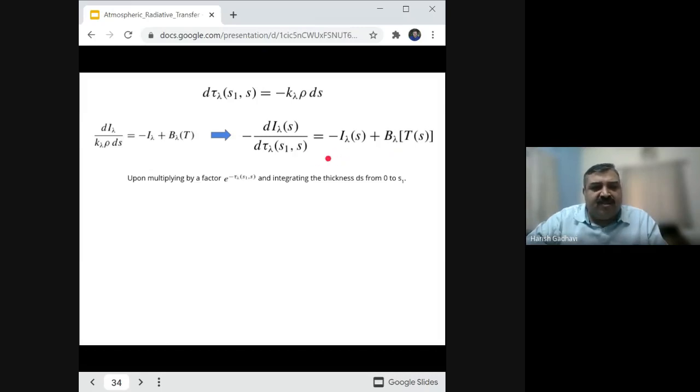You can write down this equation: minus dI by d tau equal to minus I plus beta plus mass function. Okay, and how do you find the optical thickness? I mean, how do you find the solution to this equation? So what you do is that you multiply all the terms with e power minus tau, and then integrate from 0 to S1, if you are doing it from the top for a certain distance. Okay, so let us do that parallelly.